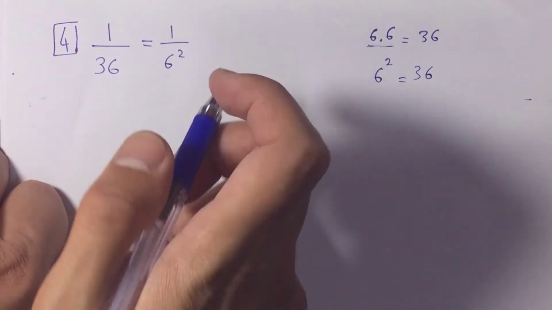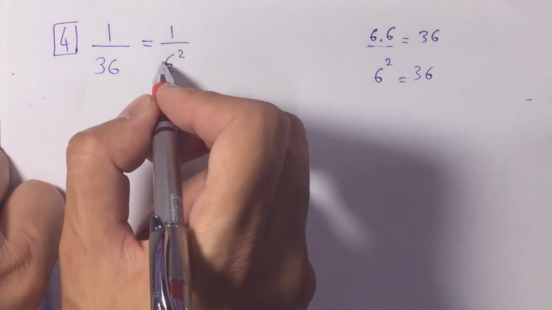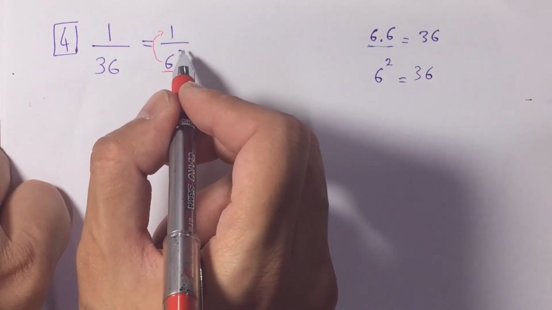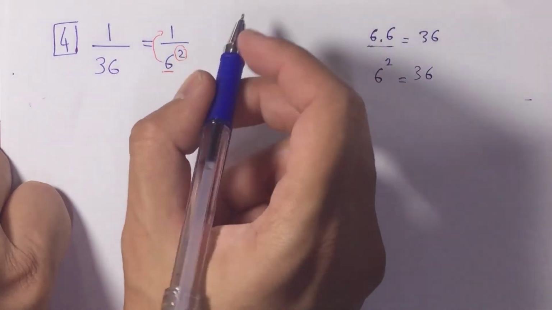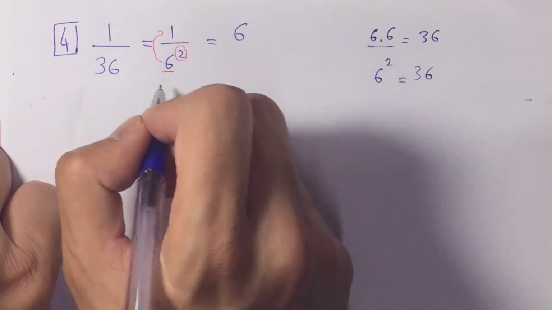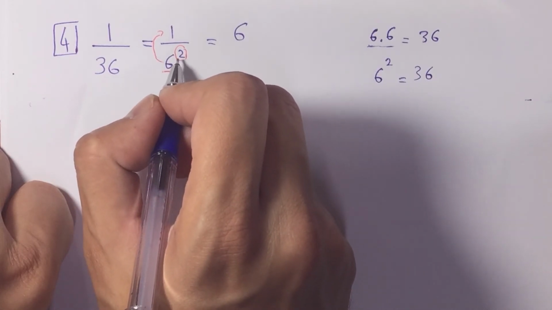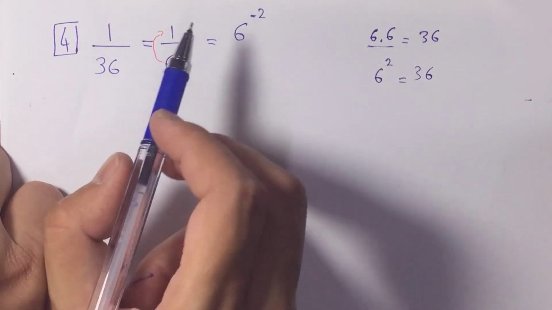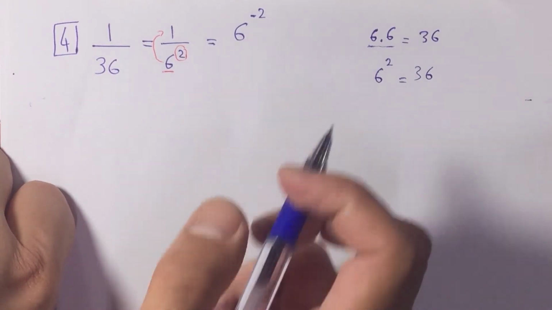How can we write this in terms of negative exponents? We apply our steps. The first step is to change its place from the denominator to the numerator. And the second step is to change the sign of the power. So we can write now 6 in the numerator and the exponent to the power of how much? 2 positive. We write it to negative. So 1 over 36 is the same as writing 6 to the power of negative 2.